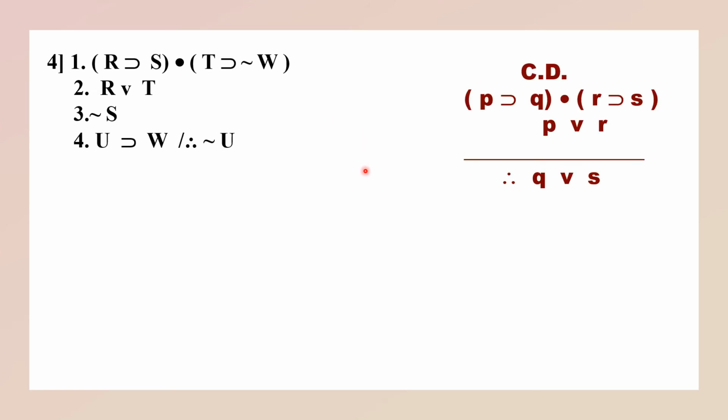Now we come to the fourth one. Again, we can apply the rule of CD. See, two conditional propositions joined by a conjunction. We have their antecedents with us. So we can derive the consequent.